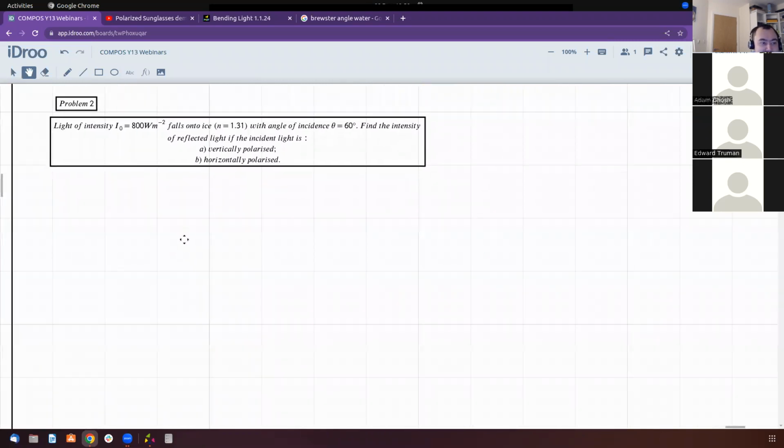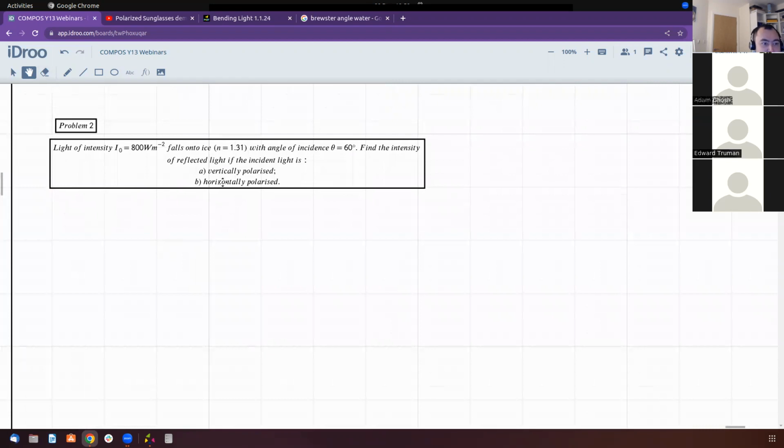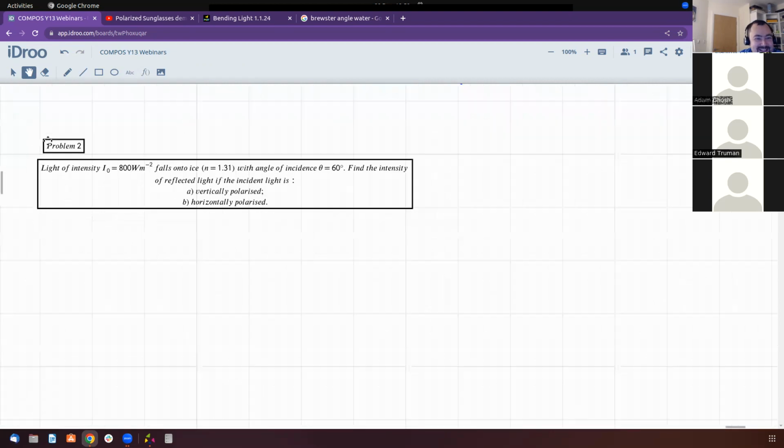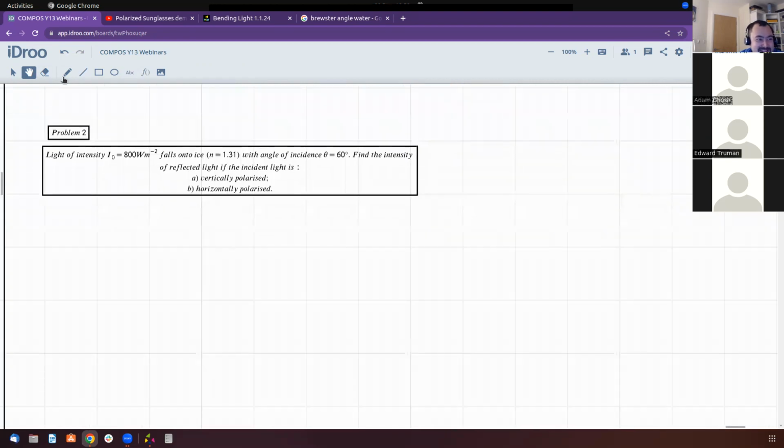Problem 2: light of intensity 800 watts per square meter falls onto ice. So for example, if you go skiing in the mountains and the snow reflects, with an angle of incidence of 60. That's unfortunate because 60 is very close to the Brewster angle. But okay, never mind. Find the intensity of reflected light if the incident light is vertically polarized or horizontally polarized.